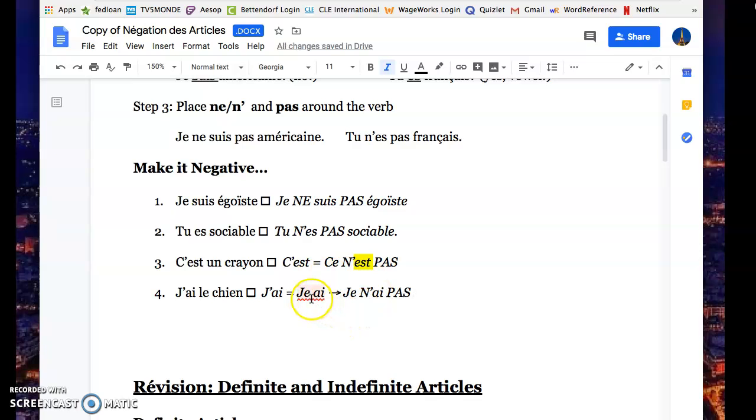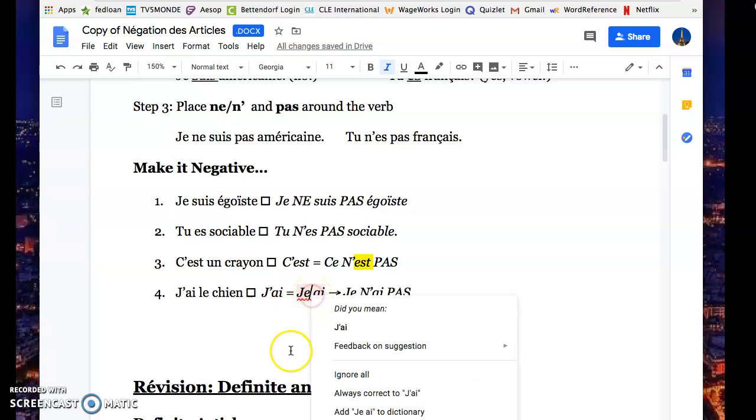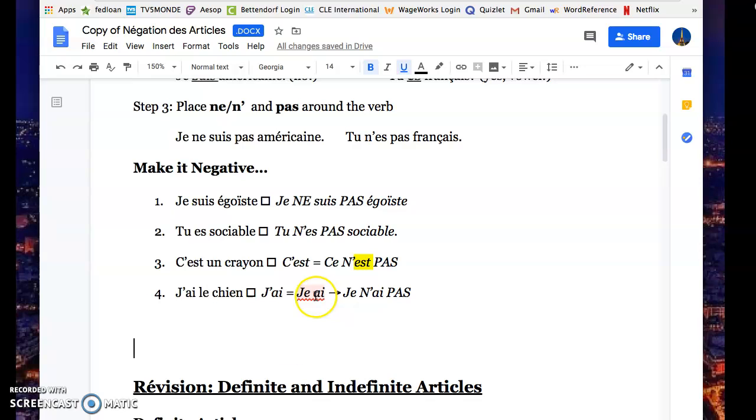I hope that makes sense. So Google's telling me this is wrong. Yeah, Google, I know, we speak French here. But I'm just trying to show you guys that the je and the ai are separated from each other here. Okay, so j'ai becomes je n'ai pas, and then you just type the rest of the sentence. Le chien. In your sentence right here, ai is your verb. And you have to use an apostrophe because a is a vowel. All right, I hope those make sense.